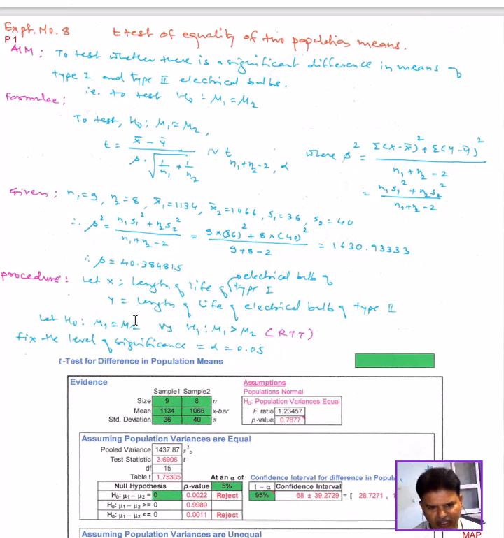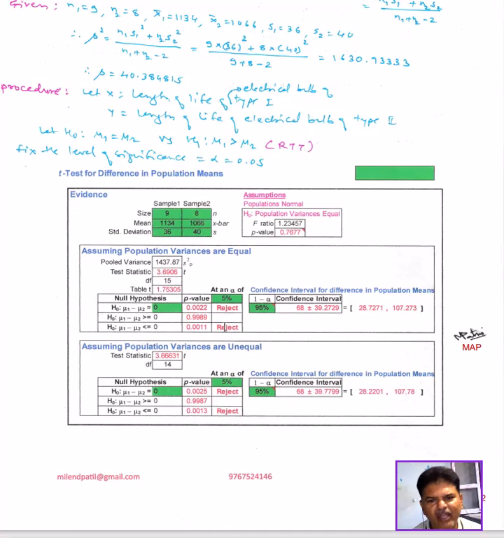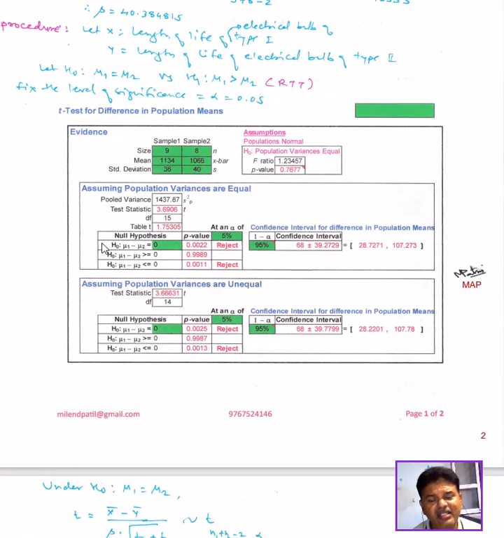So what is the procedure? The procedure is, let x be the length of life of electrical bulb of type 1. So I am representing x as the length of life of electrical bulb of type 1. And what is y? Length of life of electrical bulb of type 2. The null hypothesis is mu1 equal to mu2. And what is the alternative hypothesis? Mu1 is greater than mu2.